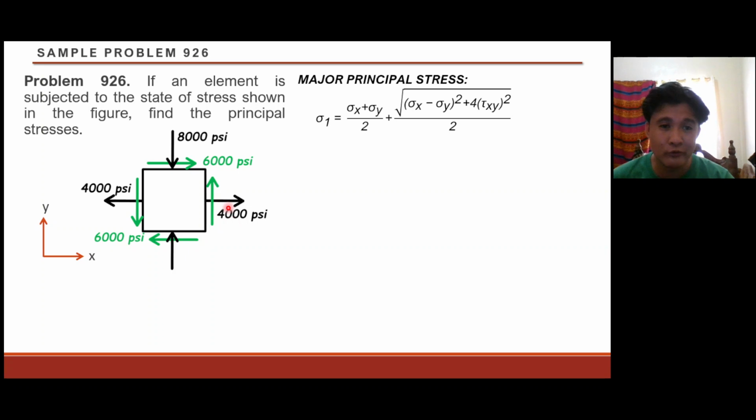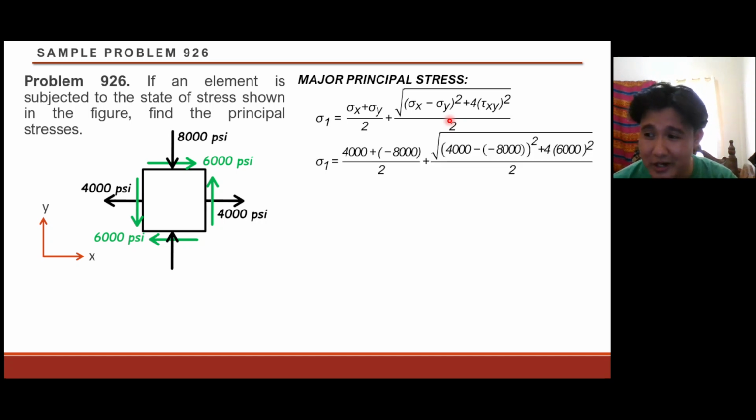So, pagka yung forces natin or yung stresses natin ay compressive, we will consider that as negative, as shown in this example. So, yung stress X natin, that is 4,000 PSI, it is in tension. So, it should be positive. Yung stress Y naman natin, it is 8,000 PSI, it is in compression. So, dapat negative siya. Kaya dito sa equation natin, yun na yung kailangan nating baguhin sa ating mga input. Pag tension, positive. Pag compression, negative.